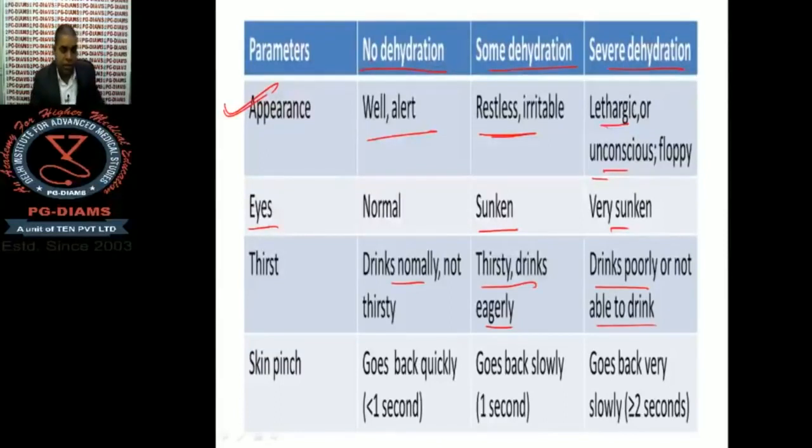The skin pinch test is done by pinching the skin over the abdomen. You take some amount of skin, make a pinch over the abdominal skin, and then leave the skin. If it goes back slowly, it is some dehydration. If it goes back very slowly and you can appreciate wrinkle formation during the pinching, then it mostly indicates severe dehydration. So in no dehydration we apply plan A, in some dehydration plan B, and in severe dehydration plan C. What is plan A?